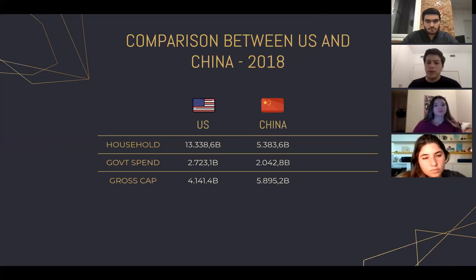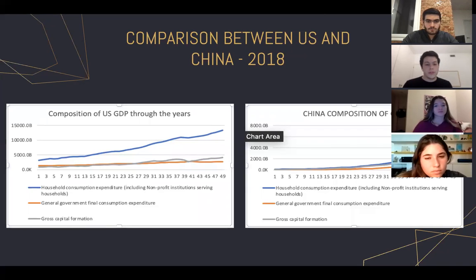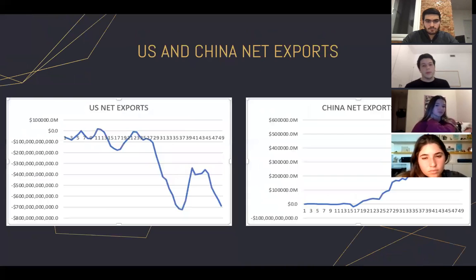And one of the main differences between the US and China comes in net exports, which we will see after. First, here we created a table with the data of the past 49 years and how the GDP and its composition has increased through the years. Here we can see, as I mentioned, the differences in net exports between the United States and China. As we can see clearly in both graphs, the United States imports a lot more than it exports. Therefore, it has a huge trade deficit, while China is the opposite. It has a huge trade surplus.